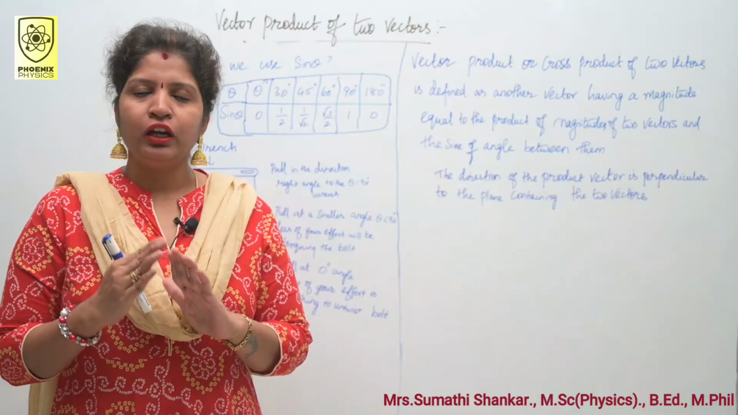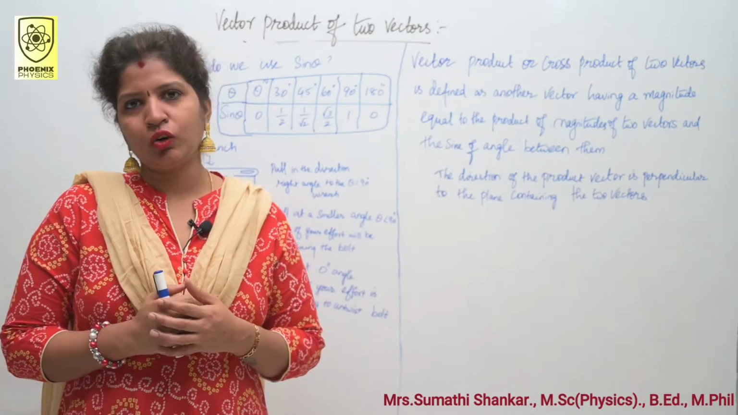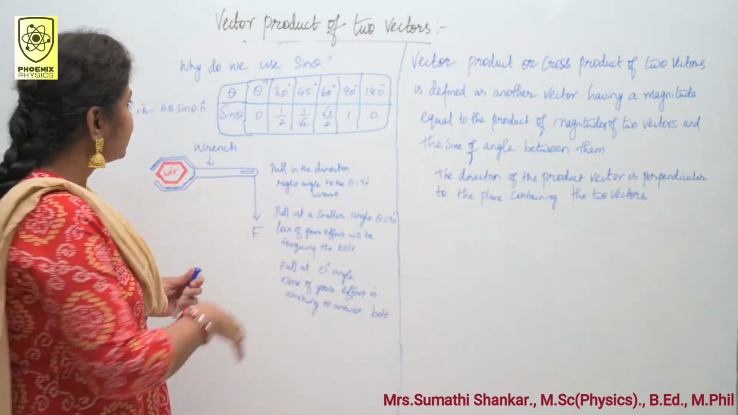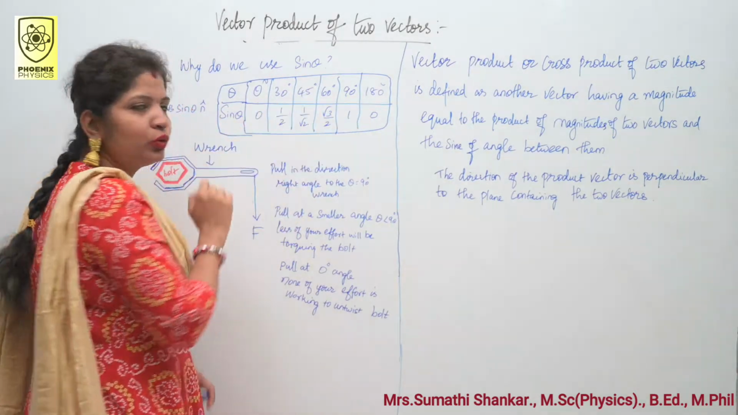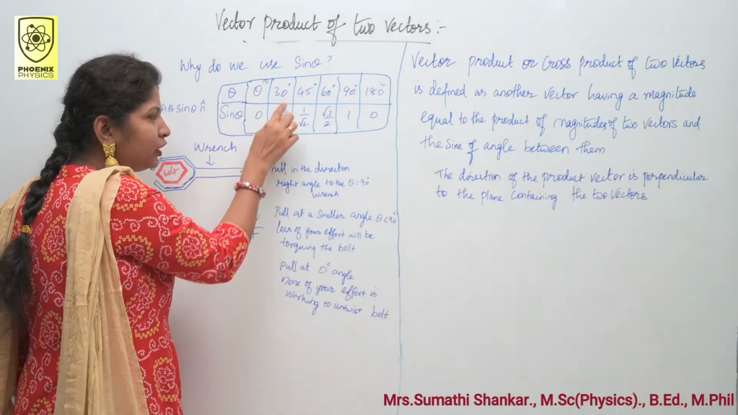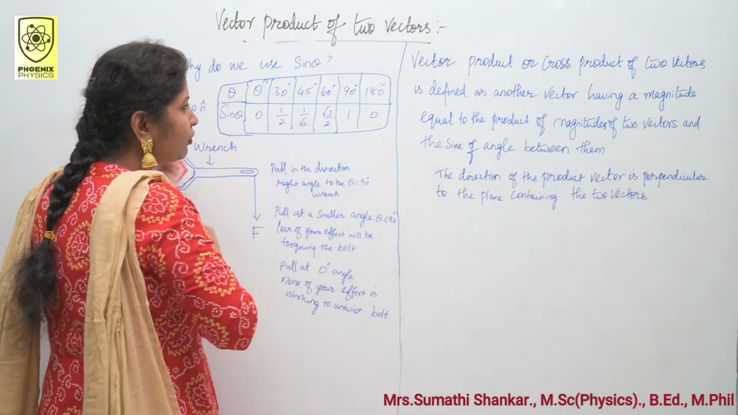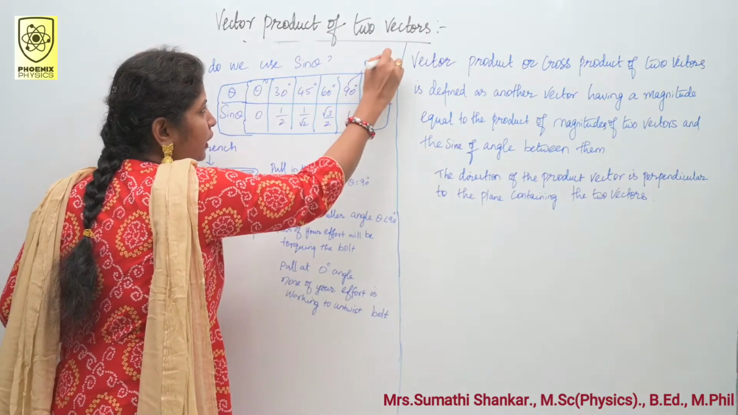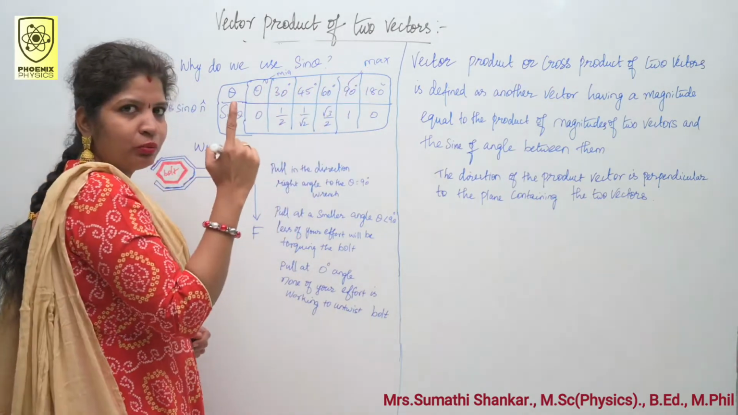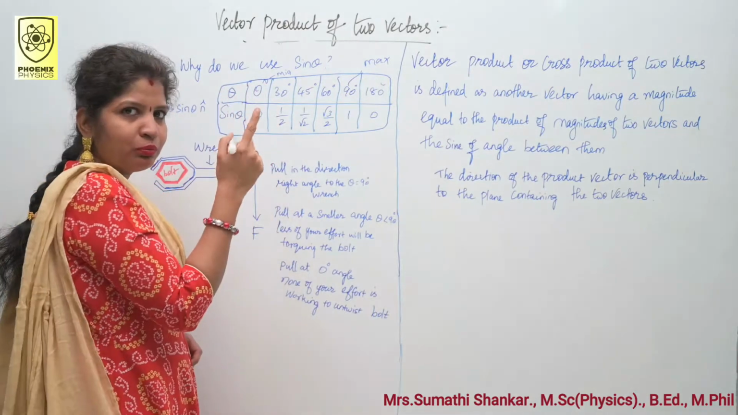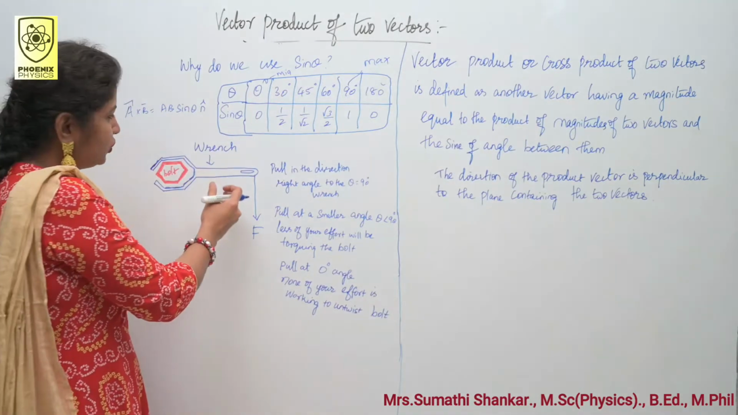Up to this clear? Now, I have two questions. Why do we use the sin theta component? You know that sin theta gives its maximum value when theta is equal to 90 degrees. So, sin 0 is 0, sin 30 is 1 by 2, sin 45 is 1 by root 2, sin 60 is root 3 by 2, sin 90. This is our maximum value. And this is our minimum value. Sin 90 means maximum, that is 1. Sin 0 means minimum, that is 0.